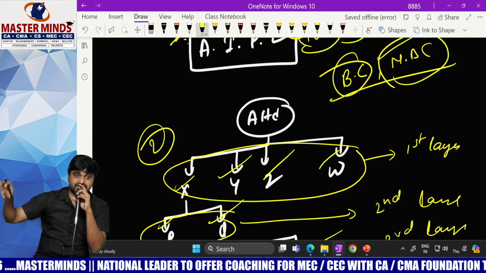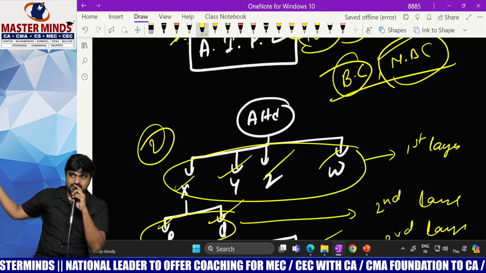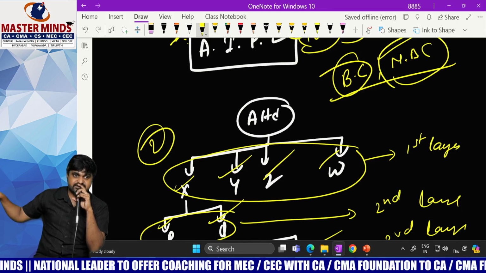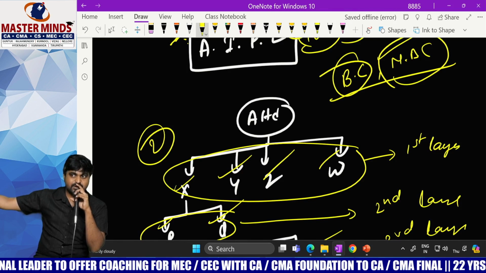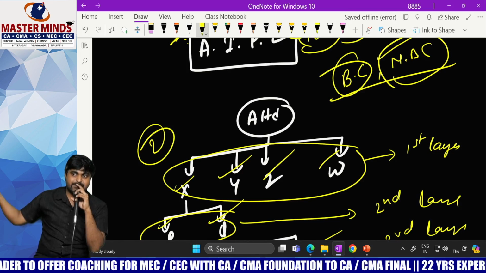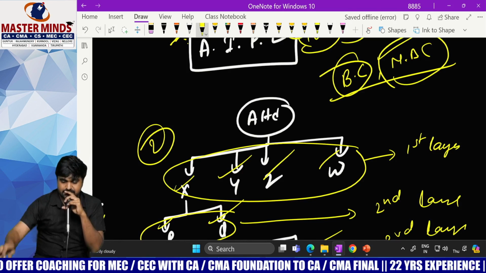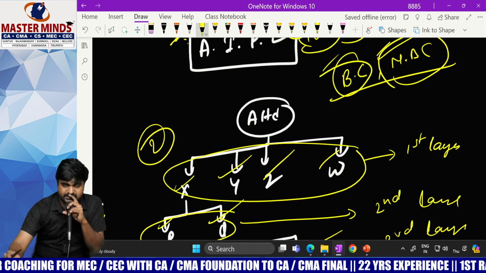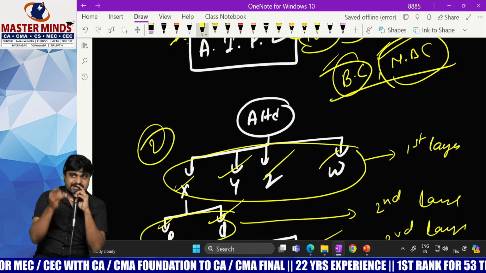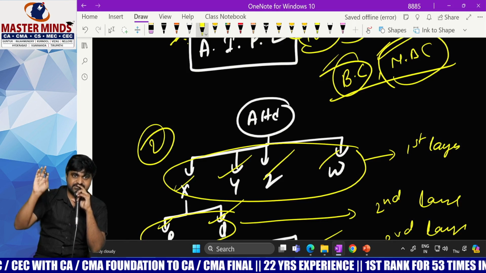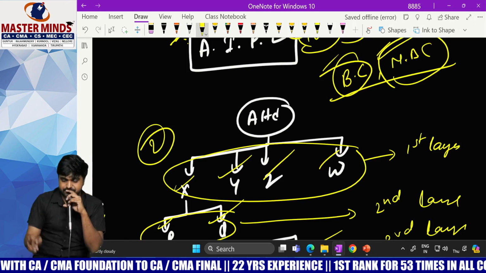Say for example, Bajaj Finserv. Is it a bank? No, but it is providing financial services like giving loans, consumer loans. So that's why it will be called an NBFC, non-banking financial company. So for banking companies and non-banking financial companies, this limit is not applicable. So they can have n number of subsidiaries in n number of layers.